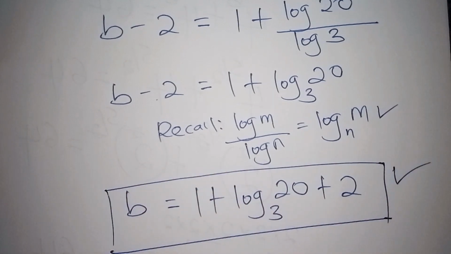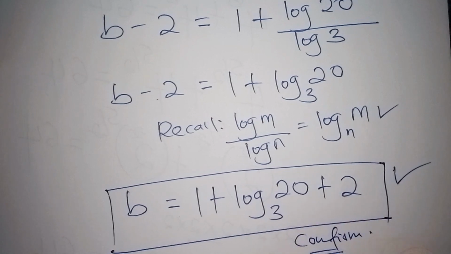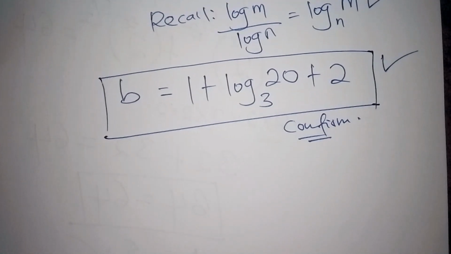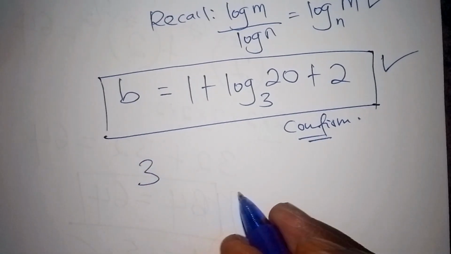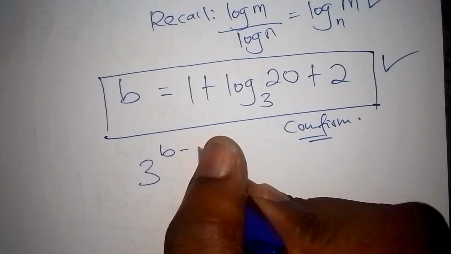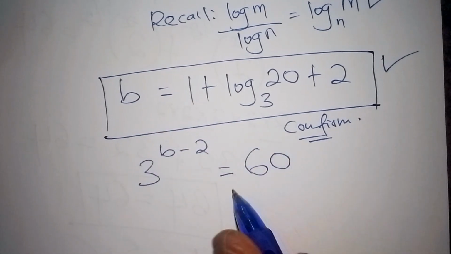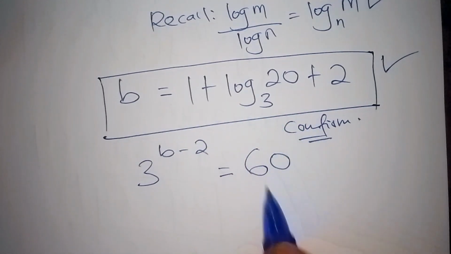So if you've worked it out and got this as the correct answer, then thumbs up, you did it the best way. Let's now confirm and check if we have really gotten the right answer. So what was our maths problem? Our maths problem was 3 to the power of b minus 2 is equal to 60. So where is b? We indicate 1 plus the log of 20 to the base of 3 plus 2.